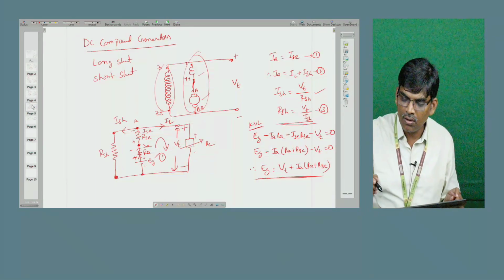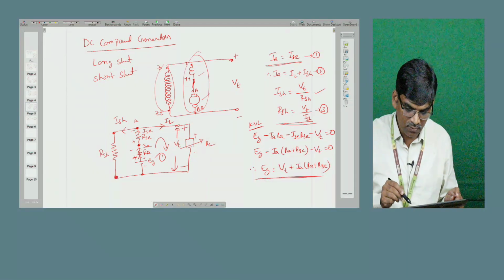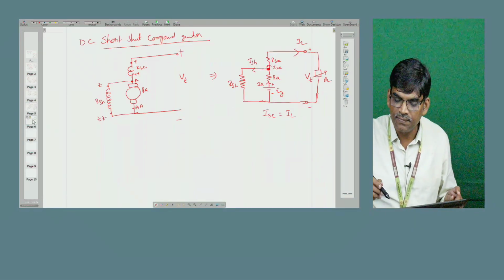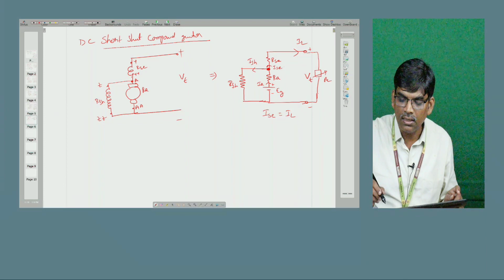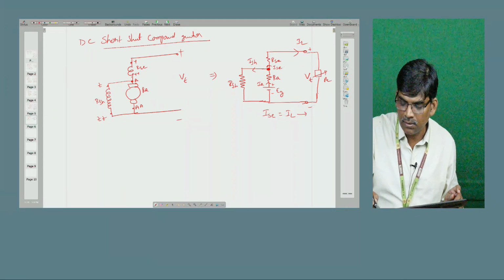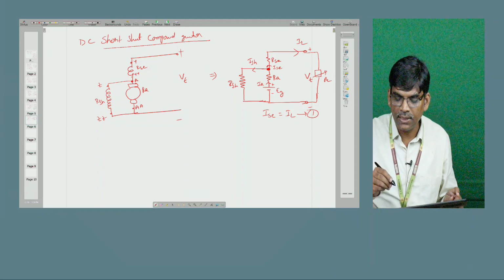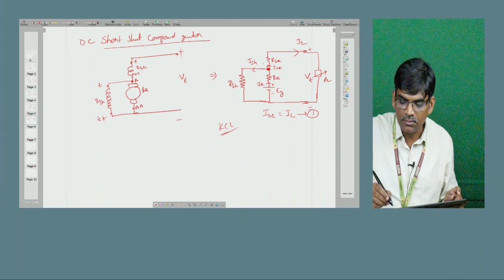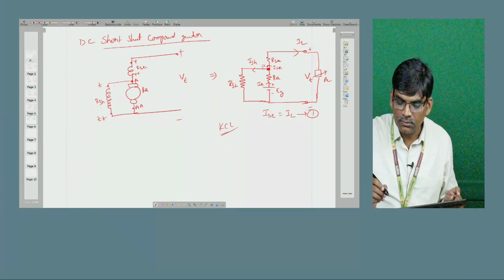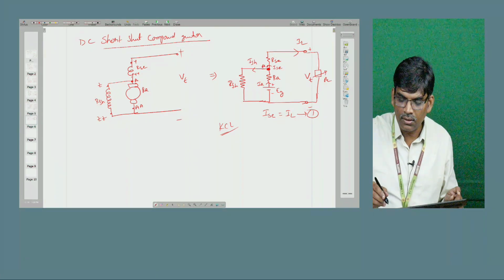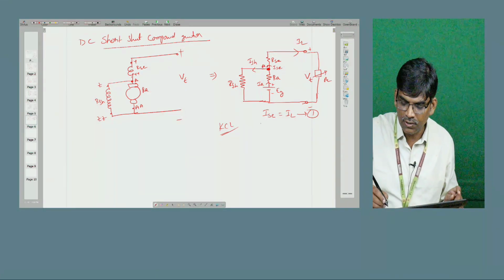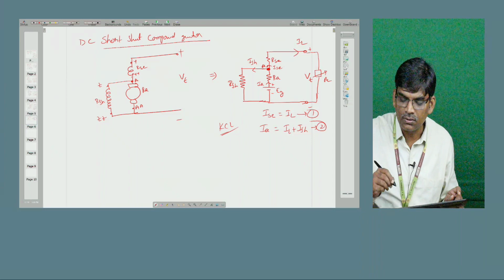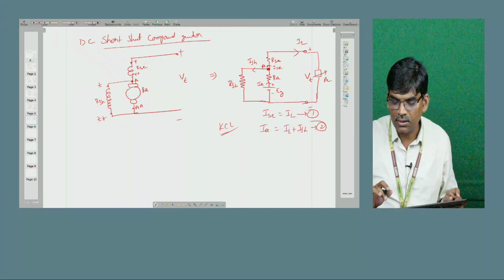But in the long shunt compound generator, both the armature winding resistance and series field resistance are connected in series, so IA is equal to ISC. But in the short shunt compound generator, IL is equal to ISC. This is one of the notations. Another one: apply KCL at junction A. The entering current is equal to the leaving current, so IA is equal to IL plus ISH. By using this equation you can calculate ISH.